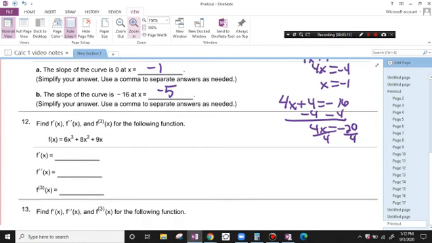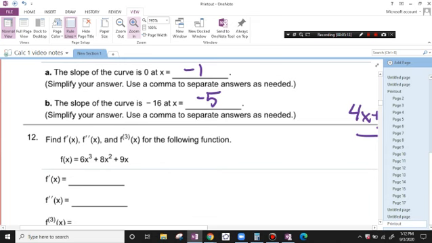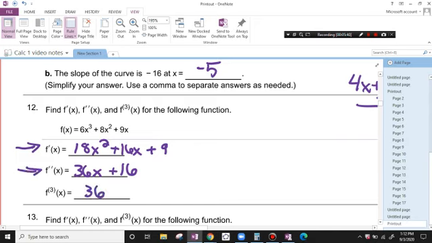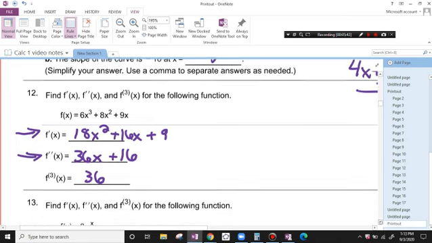12, I'm just going to keep taking derivatives over and over again. The first derivative, I take one derivative, that is 18x to the second plus 16x plus 9. This symbol means take another derivative of this. That's 36x to the first. The derivative of 16x is 16. The derivative of 9 is 0. One final derivative of this: the derivative of 36x is 36. The derivative of 16 is 0.